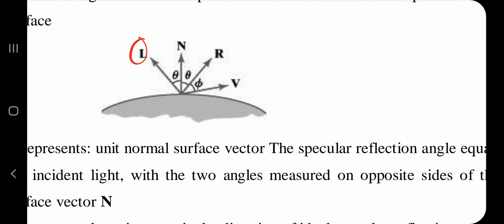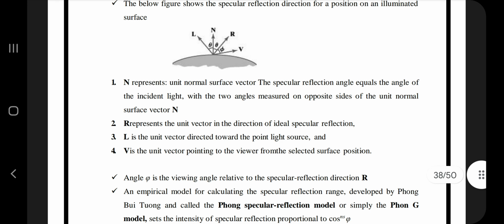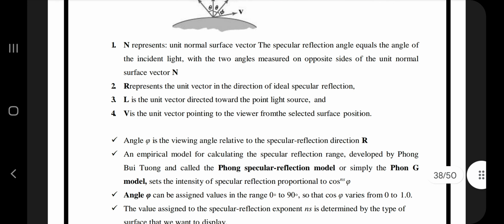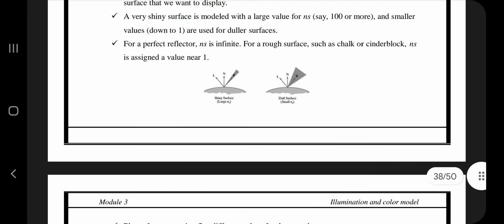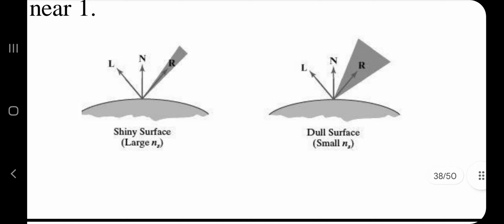L is the light vector, which is towards the light source. R is the reflection vector, where it is getting reflected after touching the surface. And V is the viewing vector, where you are viewing from. So these are the 4 vectors you have to write about after drawing this diagram. And there are some matrix values as well, and equations. If you have time, you can go through it, or else you should manage with the theory itself.